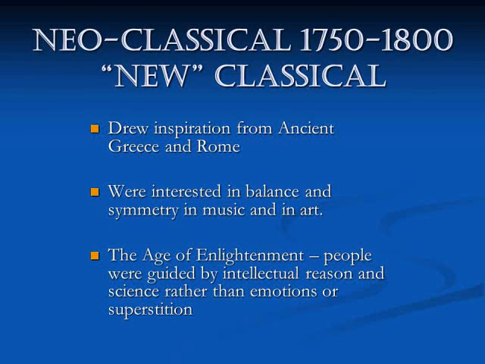But as a reaction to all the twirling and drama of the Baroque, the Classical period came along and looked once again to ancient Greece and Rome for inspiration, and they wanted their works to reflect balance and symmetry. This period is also called the Age of Enlightenment, when people began to look to science and intellect to move civilization along.